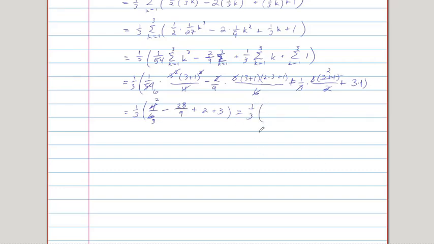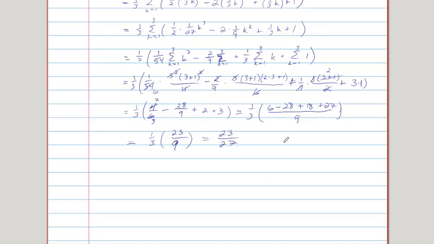Let's see, so let's get a common denominator here. Looks like 9 will do the trick, so that's going to be 6 minus 28 plus 18 plus 27 all over 9. Well, let's see, quick math here. 27 minus 28 is -1. 6 plus 18 is 24, minus the 1 is 23, so that gives us 1/3 times 23 over 9, so that's just going to be 23 over 27.